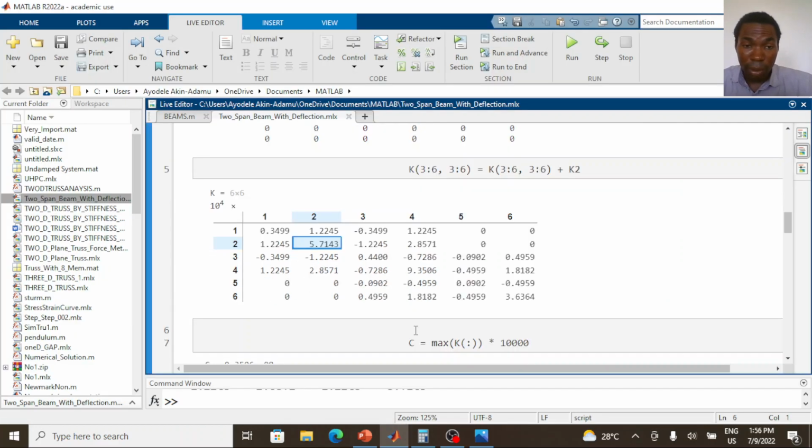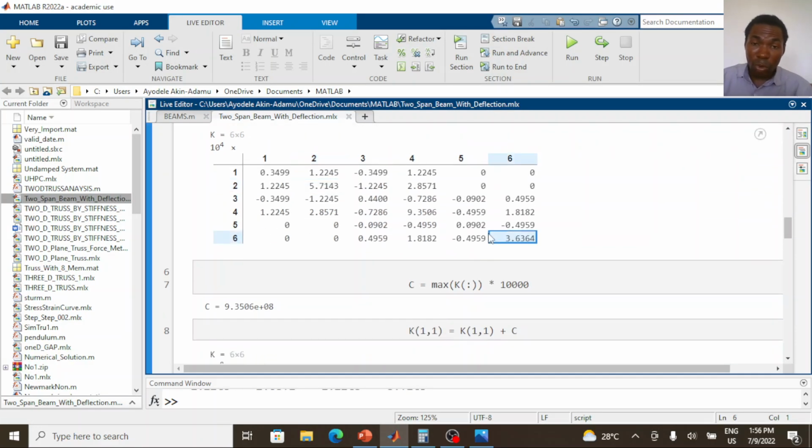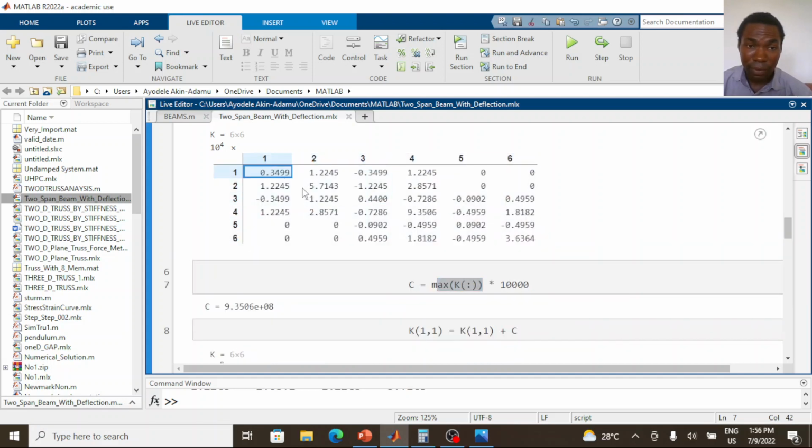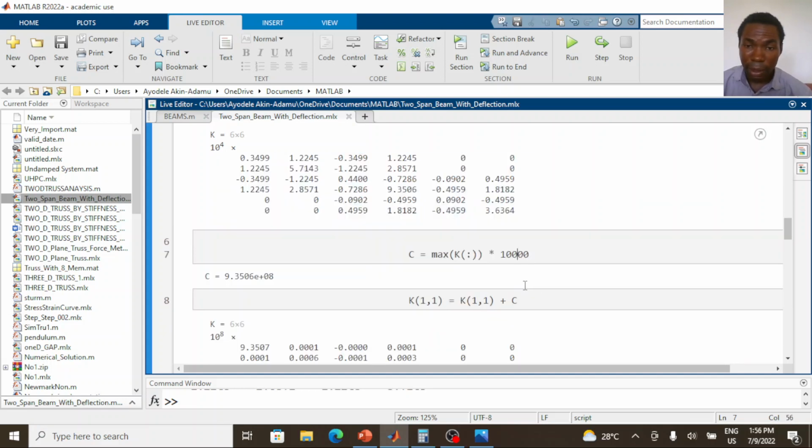I'll go back to the MATLAB program. So what we need to do, since we're using a penalty approach, is define a large stiffness, which we'll use to modify this global stiffness matrix. That large stiffness is taken as the maximum value in this matrix multiplied by 10,000, as we normally do in one-dimensional problems. So this function here gets the maximum value in this matrix, and I multiply by 1,000.